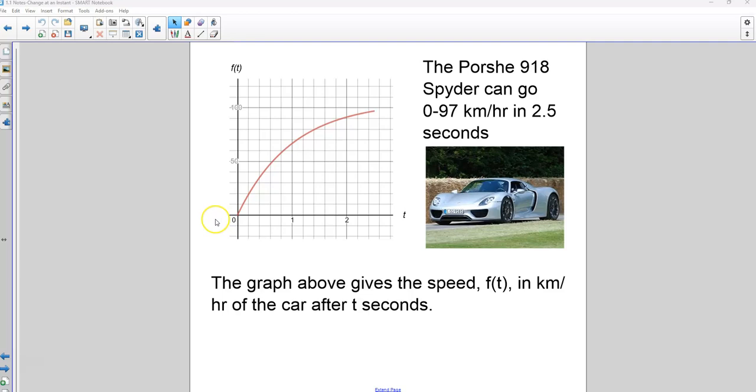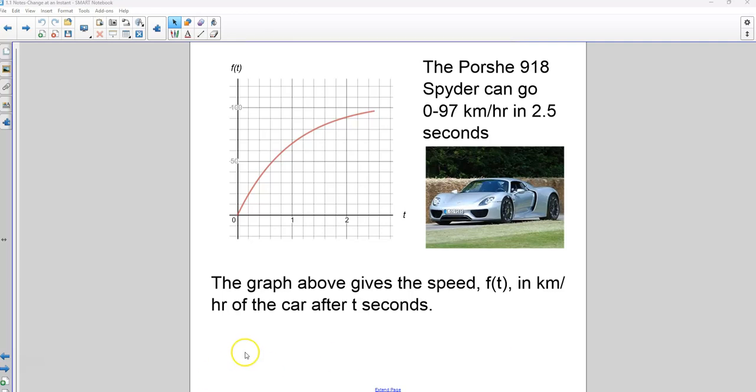So they'll do this to us a lot in calculus. They will give us a graph and they will label an axis t and they will label the other axis f of t or something like that. And then they will not put minutes or hours or seconds or whatever else on the graph. But they'll give you a statement that says the graph above gives the speed f of t in kilometers per hour of the car after t seconds. So I give it to you in a sentence. My suggestion would be to label that on the graph.